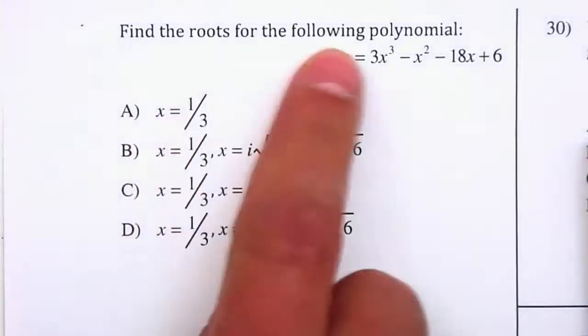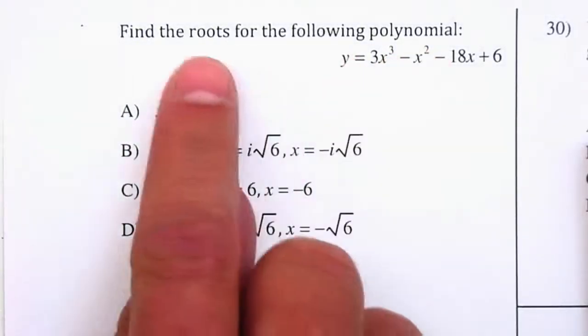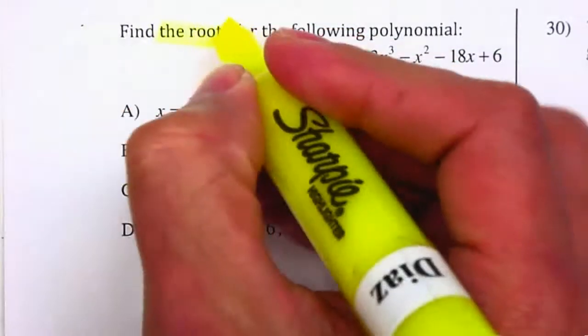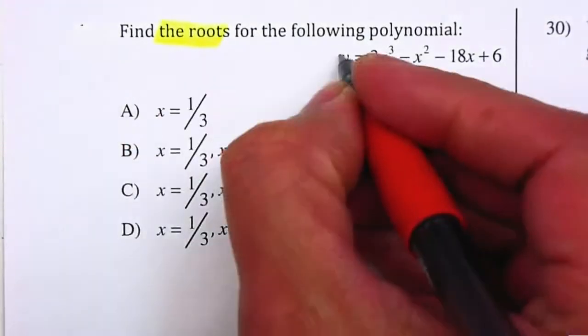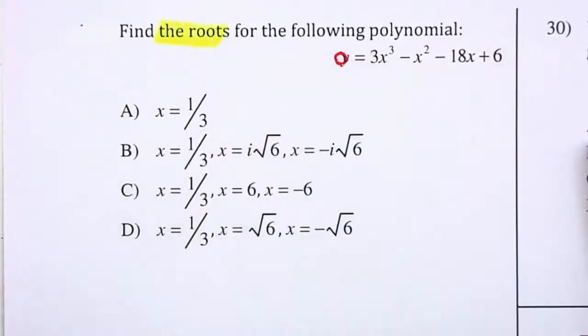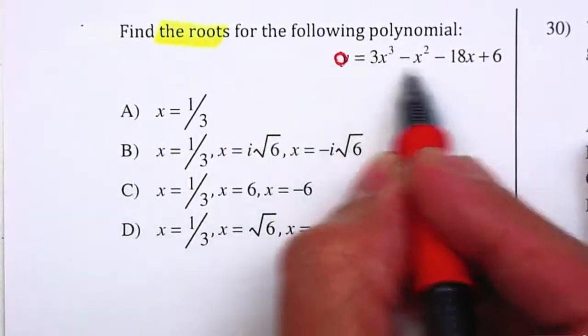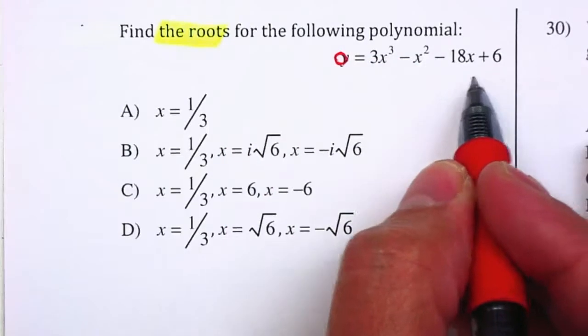Find the roots for the following polynomial. Remember that whenever they're asking us to find the roots, it's the same thing as finding the x-intercepts, the zeros, or the solutions. So to find the roots or the x-intercept, we're going to let y equal to 0. And we are going to factor this polynomial.